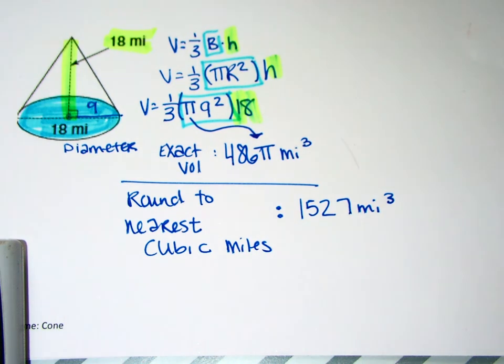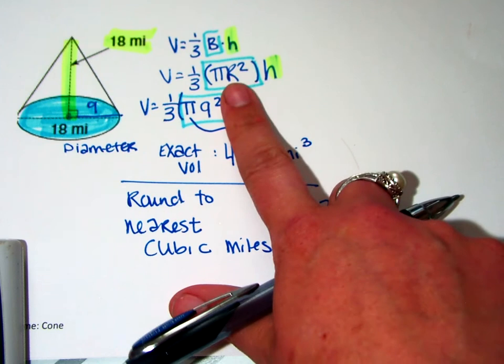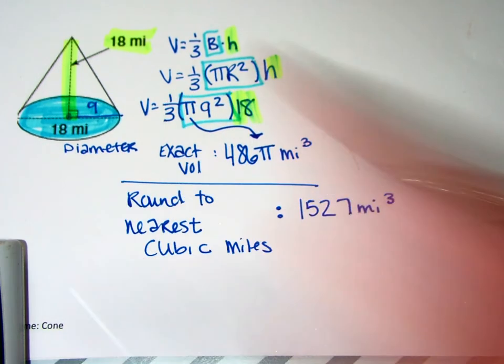Remember, if you're dealing with a cone, the area formula for the base is pi r squared, but since it has one base, remember to put 1/3 in front.